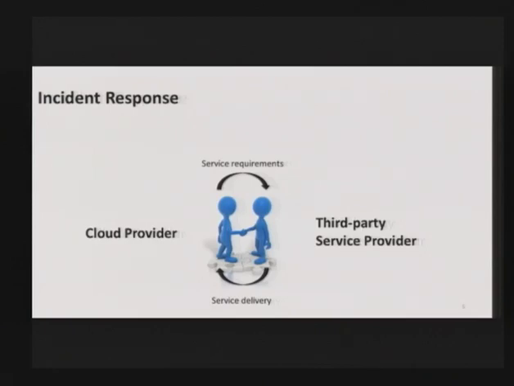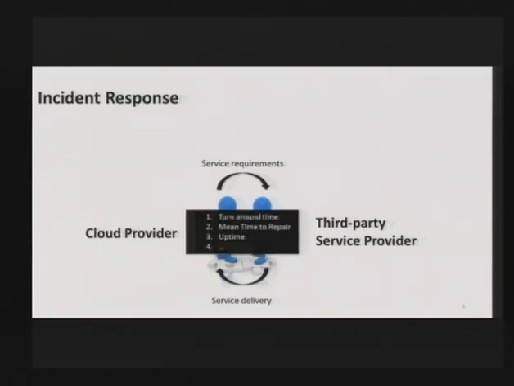Now, what happens in such massively complex systems is that problems are inevitable. Problems keep rising up. So the next natural question is, how are these problems fixed? Usually the cloud provider makes an agreement with a third-party service provider. He provides a list of service requirements, which the third-party service provider reciprocates with service delivery. Now, what does this agreement look like?